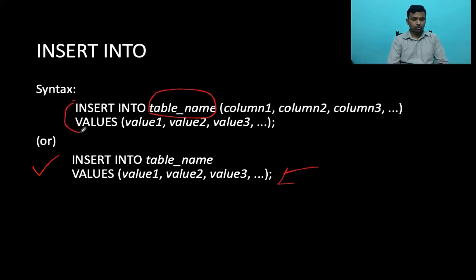If I'm not sure about which columns I want to give, then use the first option. If I'm very sure that everything is perfect and I have to give everything, then go for the second option. First option, partial data insertion, is best. Second option, if all my data needs to be inserted, go for that. Okay, good. So this is how you insert your data.